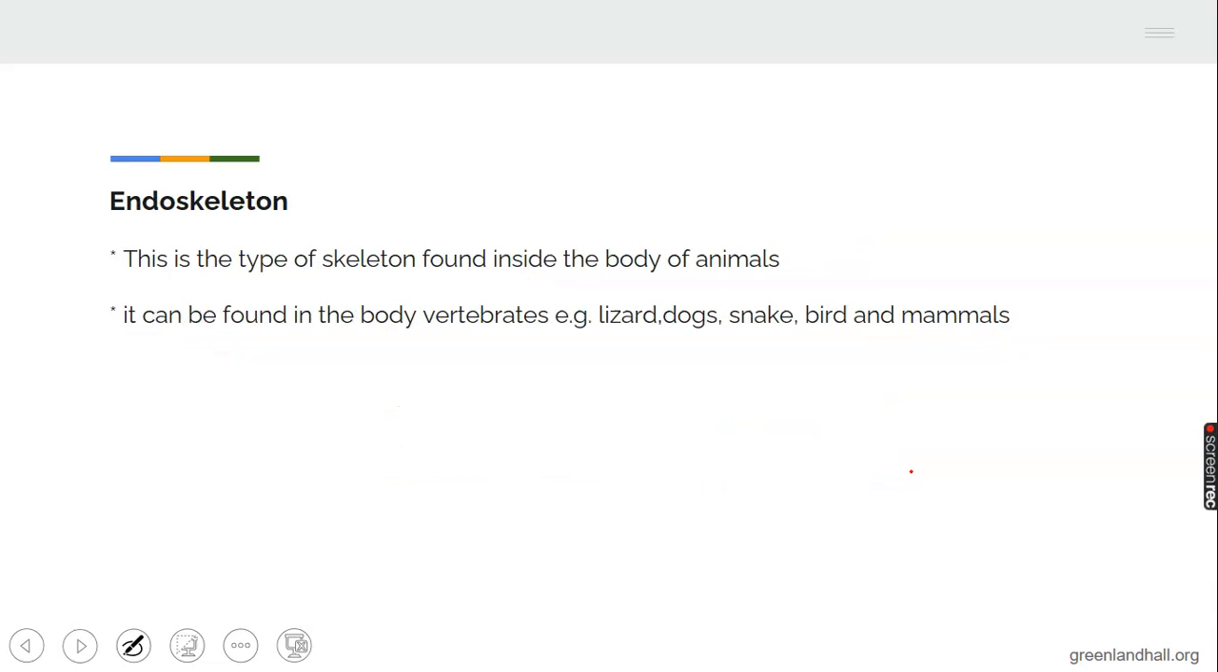Endoskeleton. This is the type of skeleton found inside the body of animals. You cannot see it. It is covered with flesh. It can be found in vertebrates such as lizards, dogs, snakes, birds, and mammals. Example, man.